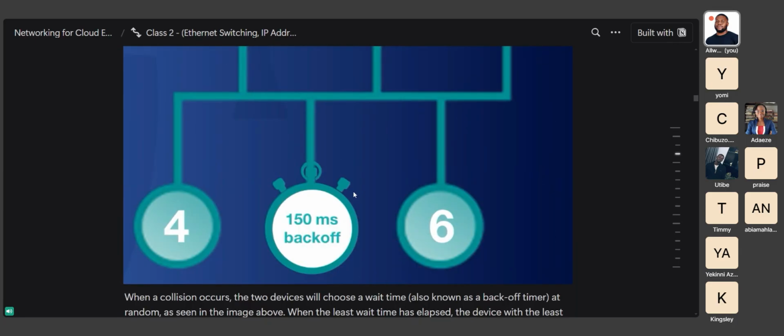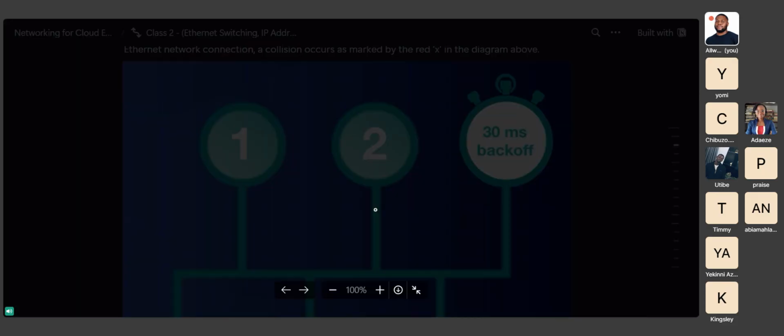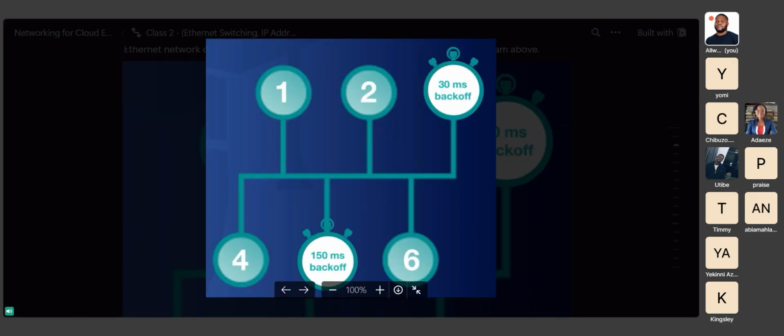Okay, so what then happens after that? Remember, like I said, if this was you, you would just pick a random time. You would pick maybe 2 seconds to wait for the other person to pass. If nothing happens, if the awkwardness remains, then you continue waiting. Otherwise, if the awkwardness is no longer there, you just move, you just pass, right? So the two devices pick a random wait time. It's called a random back off time. So this device, which is device 3, picked a 30 millisecond back off time.